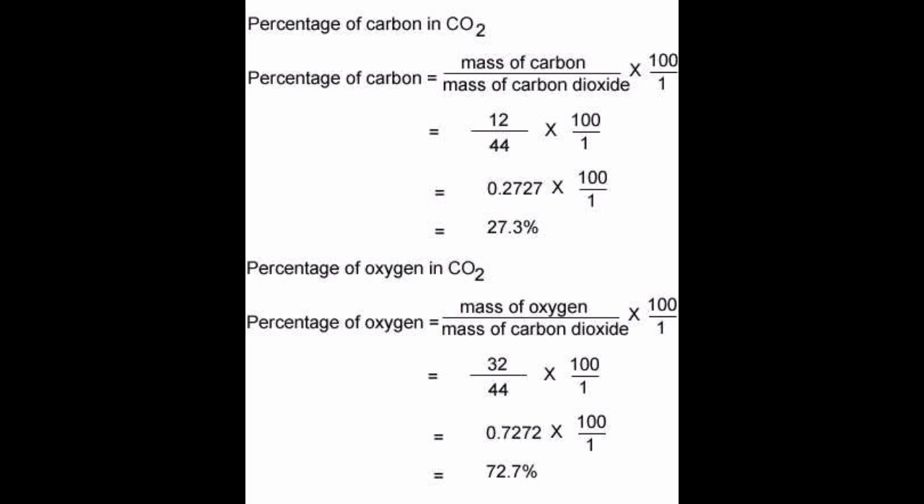To find out the percentage of oxygen in carbon dioxide, we have 2 oxygen atoms here. So 16 into 2, 32, divided by the molecular mass of carbon dioxide, that is 44, into 100. You will get the value 72.7 percent. So these are the percentage compositions of carbon and oxygen in carbon dioxide. This is the way you will find out the percentage composition of a given compound.